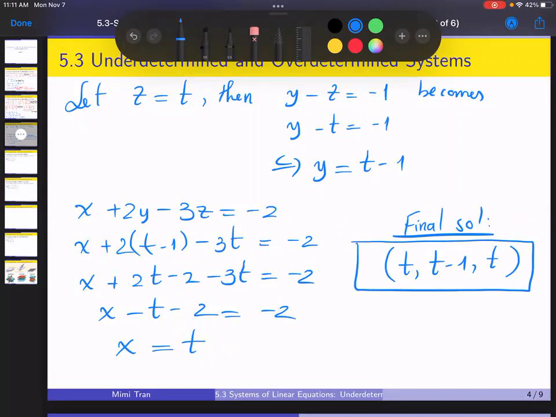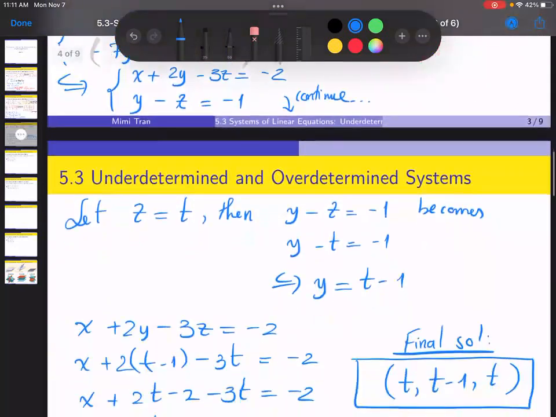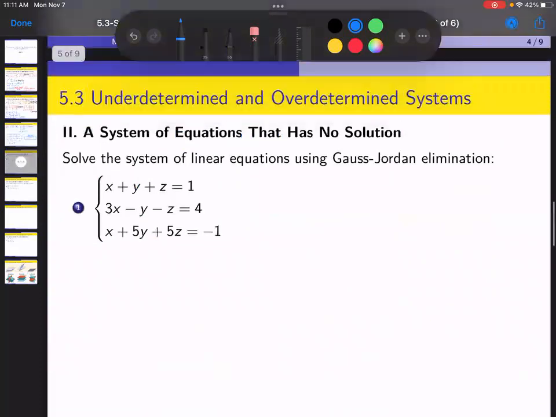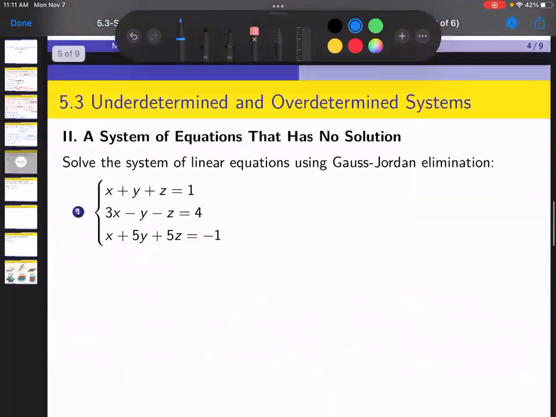Are there any questions? The process is the same, right? Just a little extra step here for infinitely many solutions. All right, this will be your favorite, no solution. So that one's a long one. This one will be the short one.